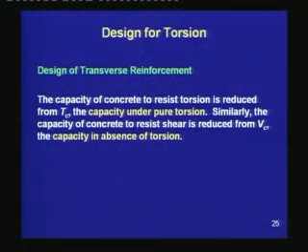Similarly, when torsion is present, we calculate the capacity of concrete to resist the torsional shear and flexural shear simultaneously. Now, to consider the occurrence of these two types of shears simultaneously, an interaction equation is assumed. The capacity of concrete to resist torsion is reduced from Tc, the capacity under pure torsion. Similarly, the capacity of concrete to resist shear is reduced from Vc, which is the capacity in absence of torsion.